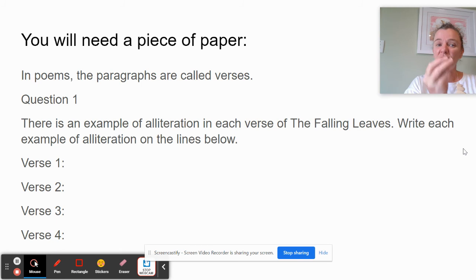So you need to have a look in verse 1, find the alliteration, and think what you could add to that group of words. Then have a look at verse 2, which is like paragraph 2. Find the alliteration and think what could you add. And the same for verse 3 and verse 4. And you can write that down on a piece of paper. So question 1 is to find in the 4 verses one more word that you could add to the groups.